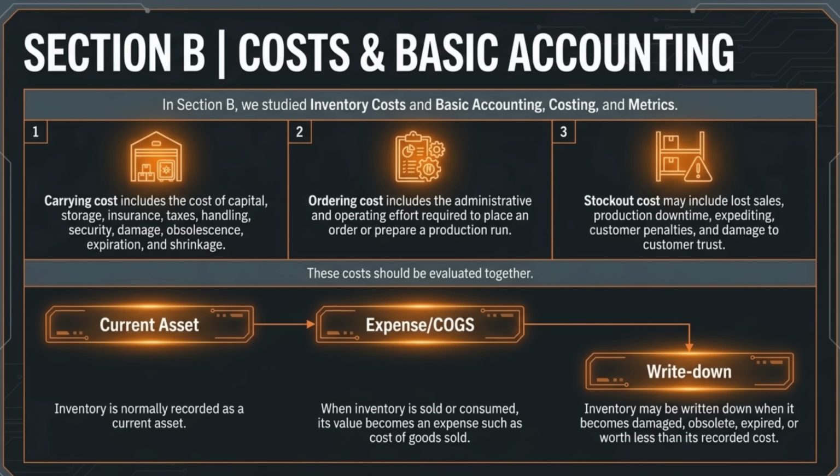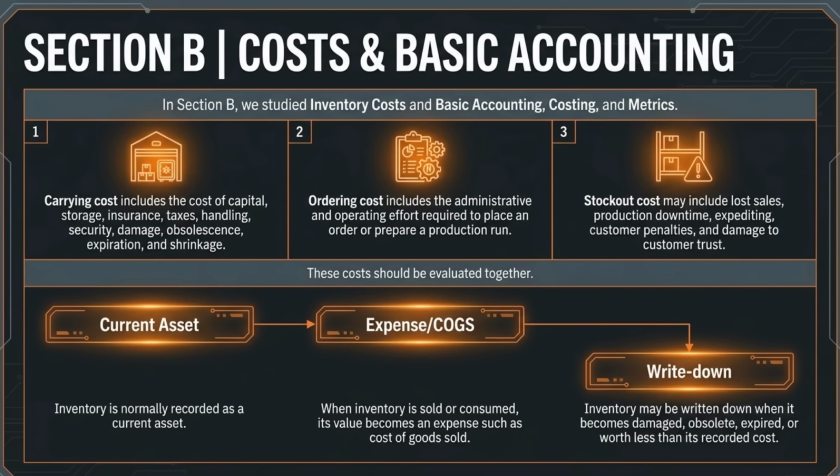Carrying cost includes the cost of capital, storage, insurance, taxes, handling, security, damage, obsolescence, expiration, and shrinkage. Ordering cost includes the administrative and operating effort required to place an order or prepare a production run. Stockout cost may include lost sales, production downtime, expediting, customer penalties, and damage to customer trust. These costs should be evaluated together.